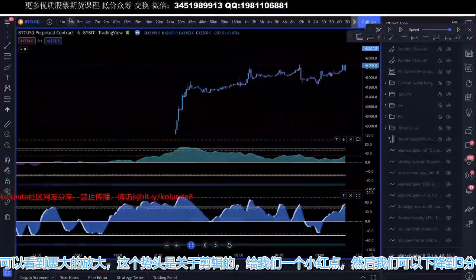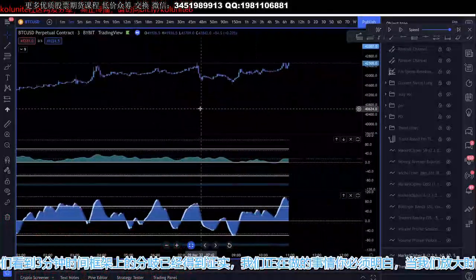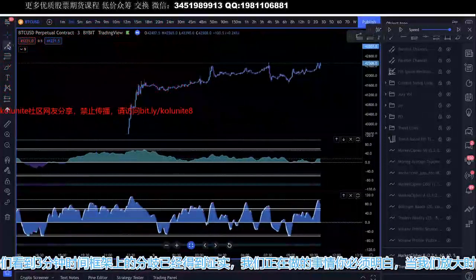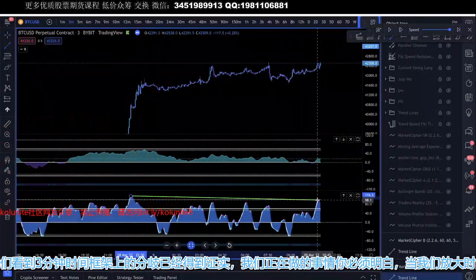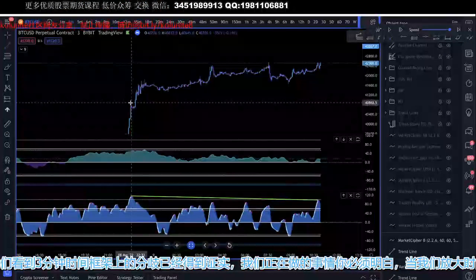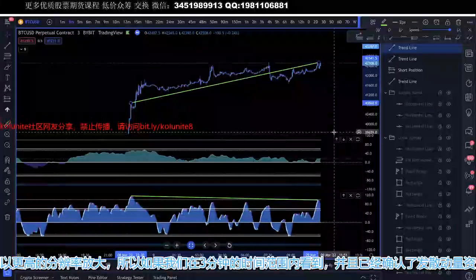Okay, then we can come down to the 3-minute time frame. And on the 3-minute time frame, what do we see? We see the red dot actually is already confirmed. So we see the divergence on the 3-minute time frame already confirmed. Okay? And you have to understand that when we zoom in on the time frames, it's literally showing us the same exact thing, just zoomed in more with higher resolution.